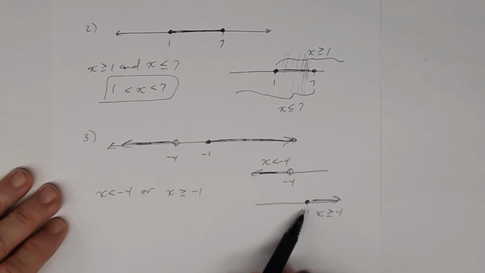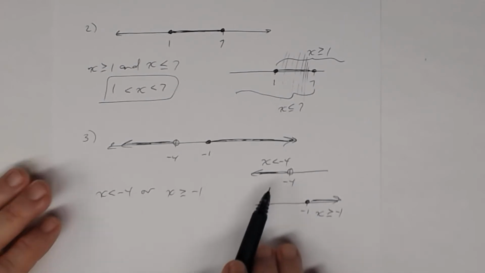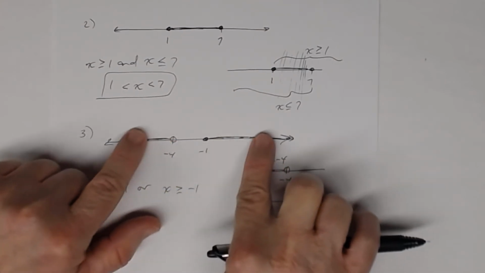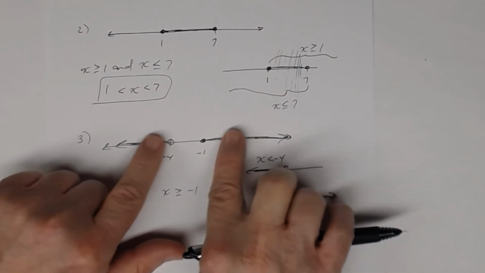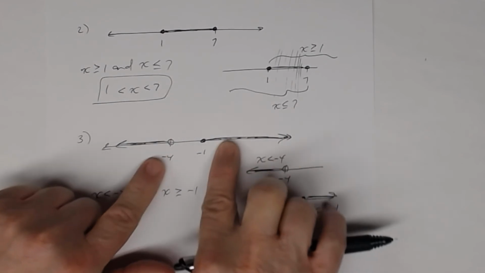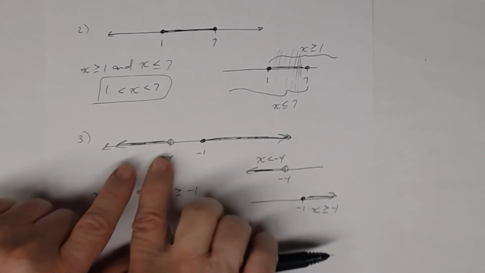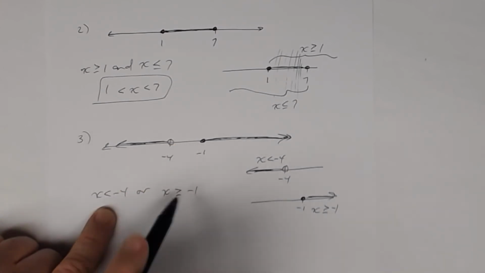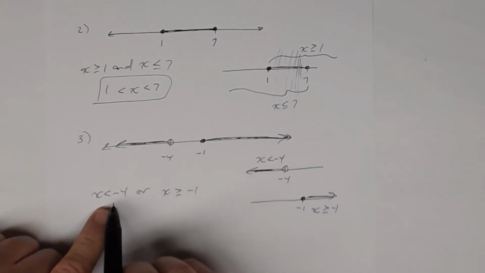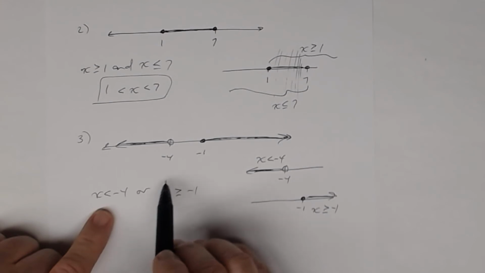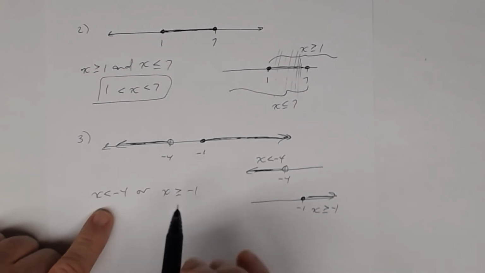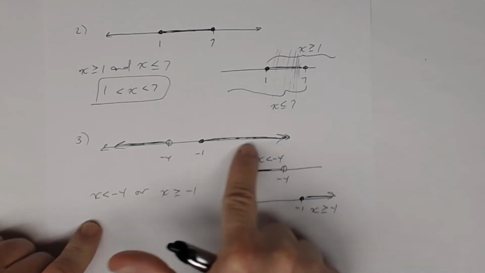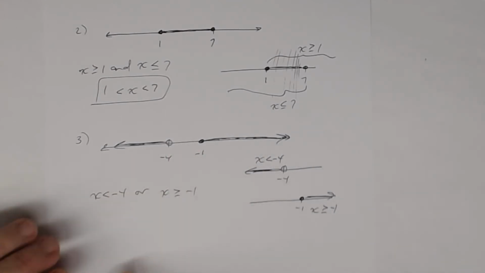Now, you did not have to rewrite this over right here, but it does help to think about it like that. So whenever you have a graph where you have two separate intervals like this, you use that or statement. So x is less than -4 because of the open circle, so there's no equal sign, or x has to be greater than or equal to -1. So remember, the solution here is whatever you see graphed here. Okay? All right, that's number 3.